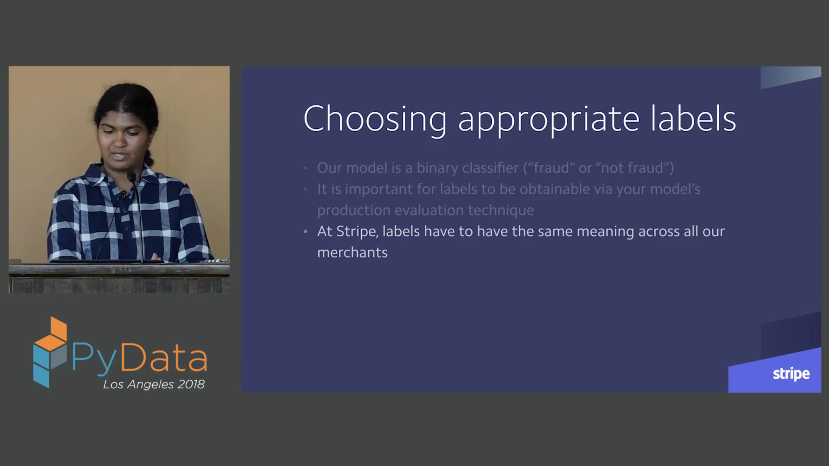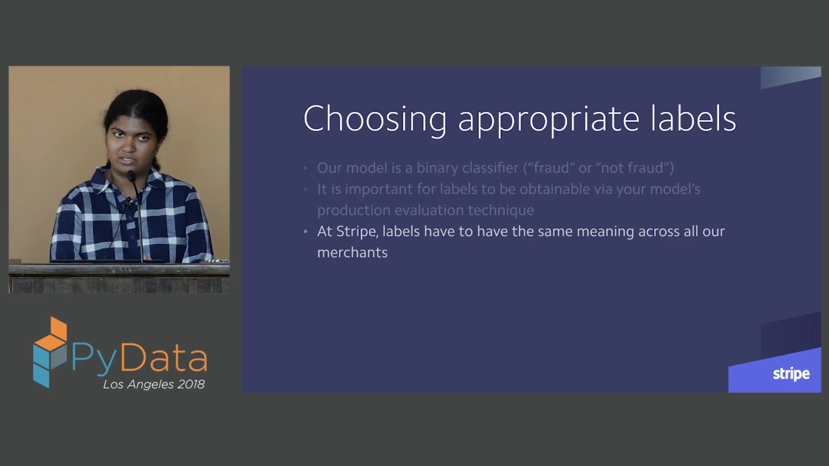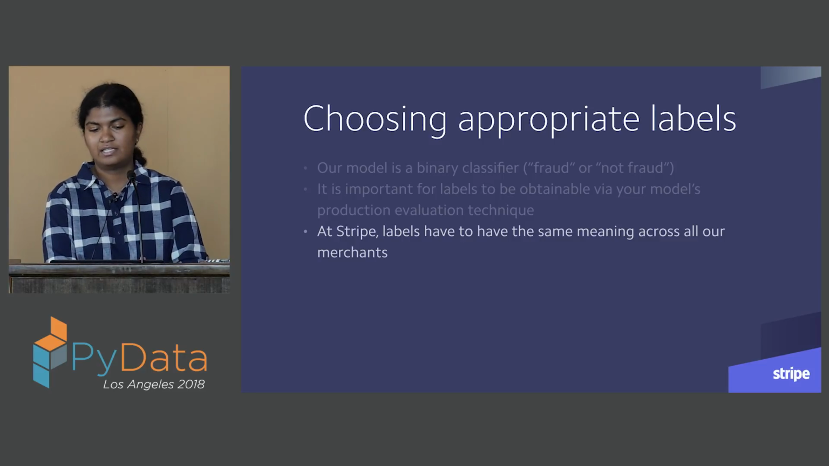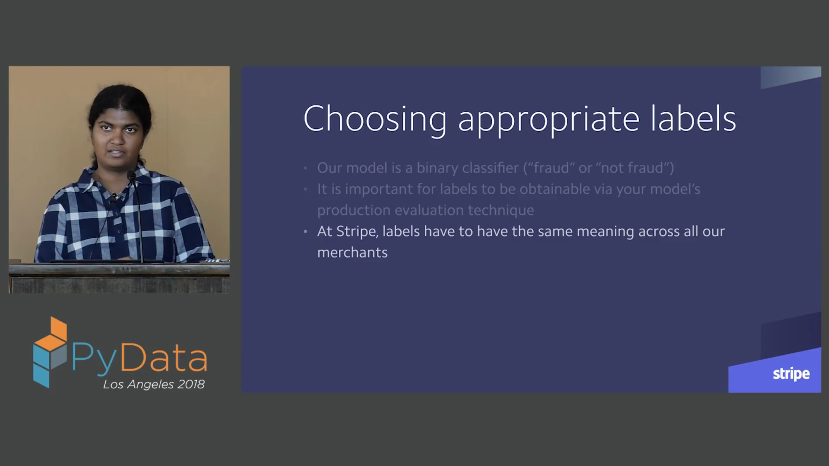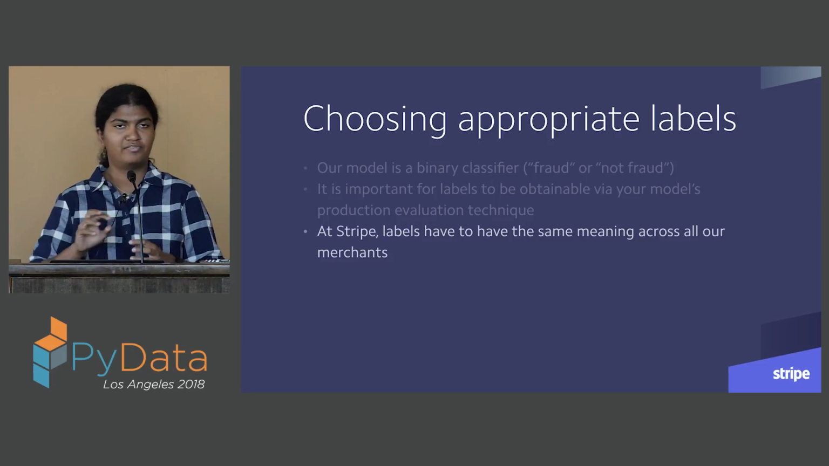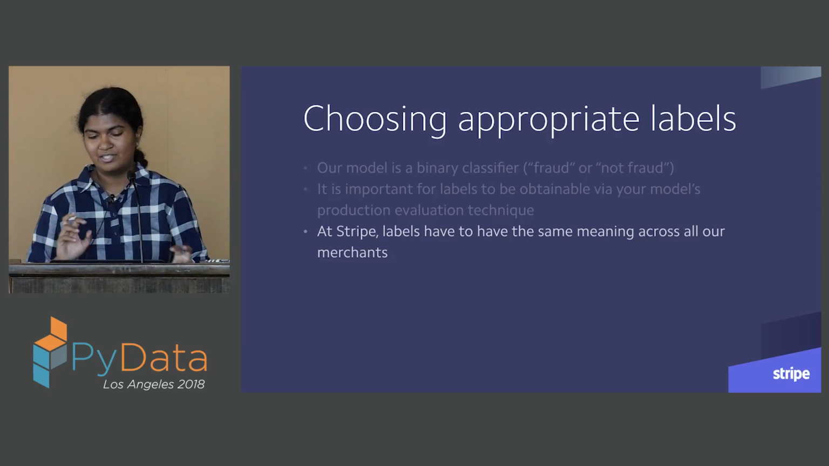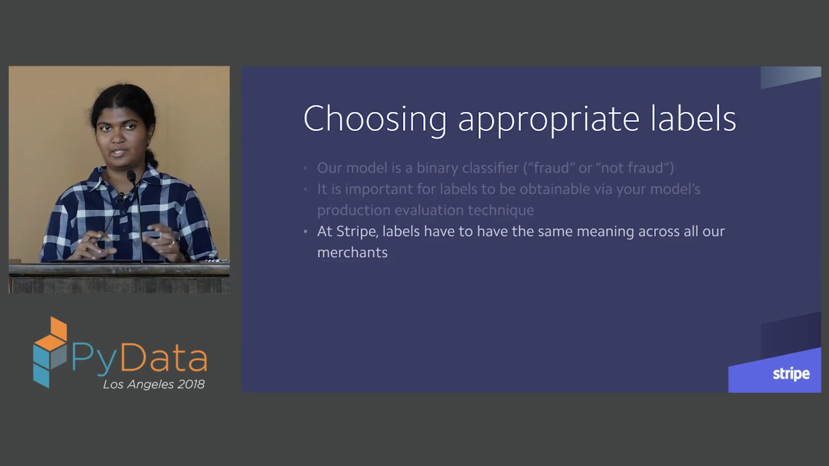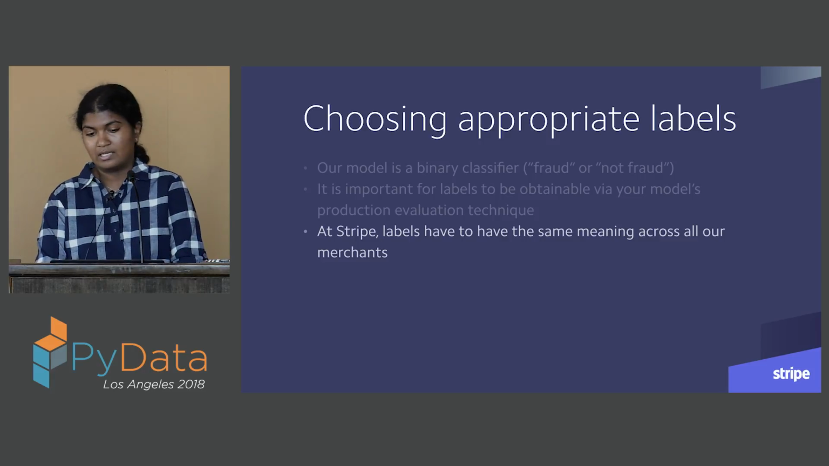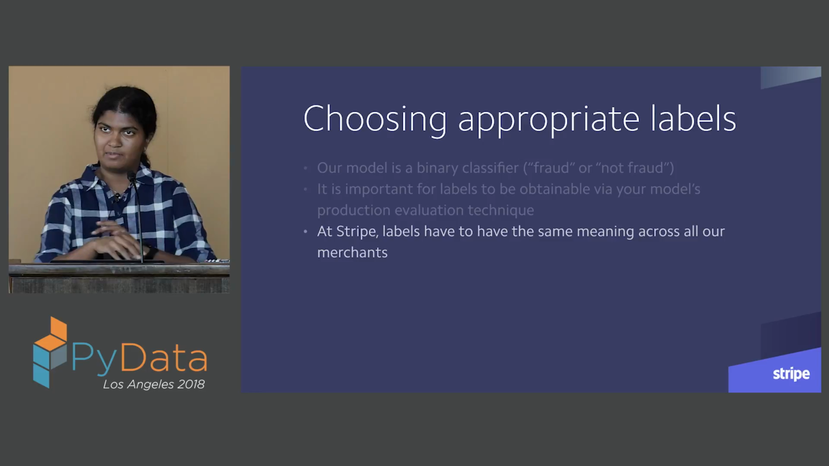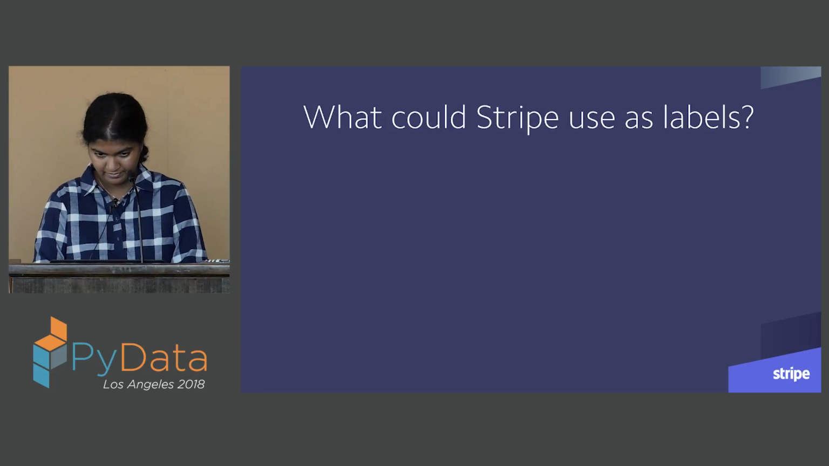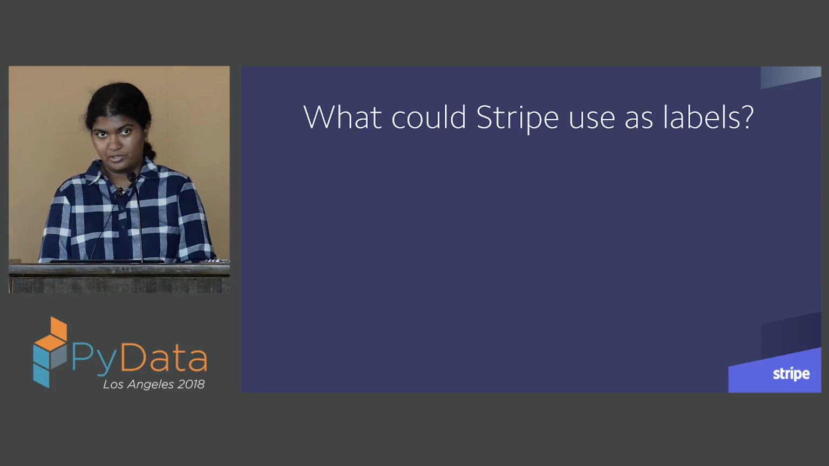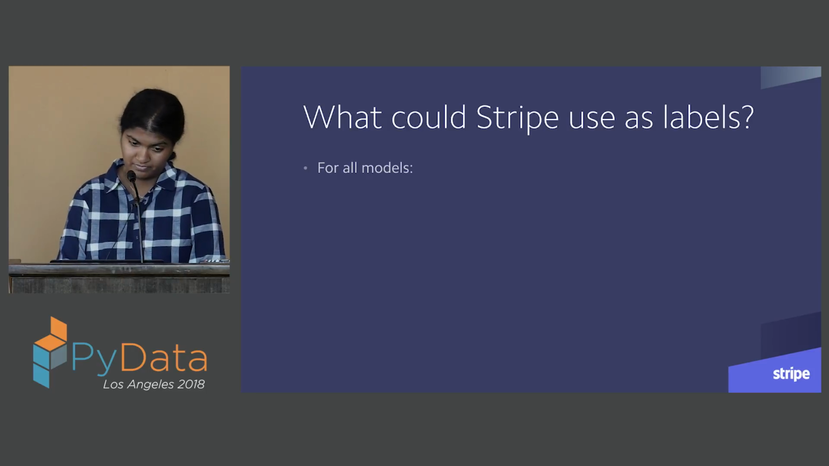And specifically at Stripe, we need these labels for fraud or not fraud to have the same meaning across all our merchants. If we define fraud in a certain way for one merchant and in a different way for another merchant, that doesn't really help us when we want to evaluate how well we're doing overall across all our merchants. So we need our labels to conform to these three major criteria. So what could we use as labels?